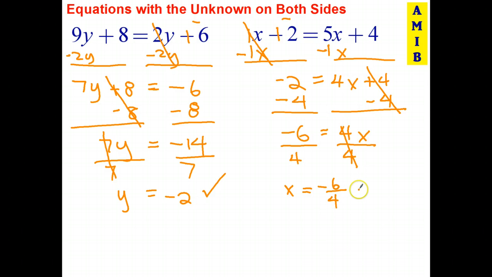Well, the first thing I have to do here is simplify that. 2 divides into 6 3 times. 2 divides into 4 twice. So a better answer is x equals negative 3 on 2. Or alternatively, you could turn it into a mixed number. 3 goes into 2 once, remainder 1. And x equals negative 1.5.